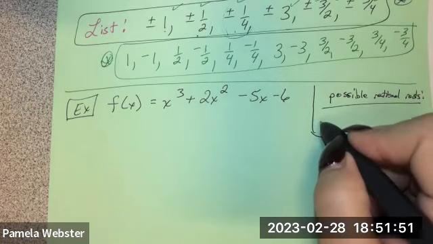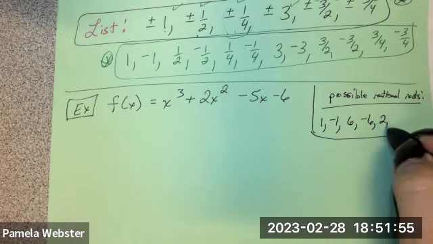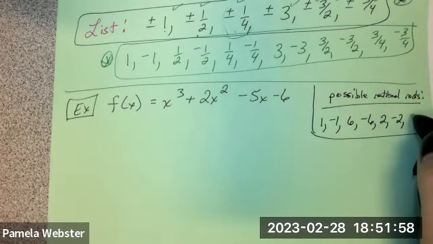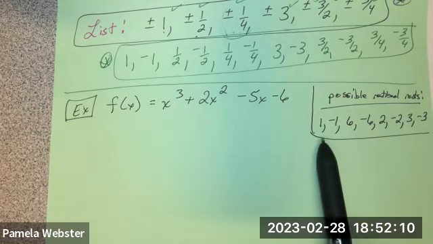1 and -1, 6 and -6, 2 and -2, 3 and -3. I do like to list the possible rational roots out if I'm actually going to solve, because I'm going to go through and say, okay, is one of these things going to work for me or not?